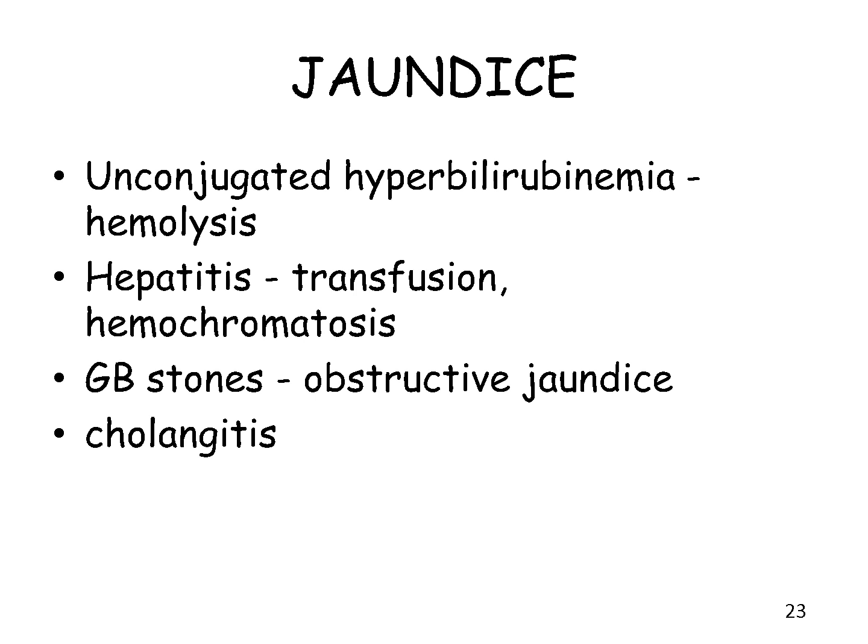Jaundice is also an important feature of thalassemia. Because of the continuous hemolysis, there will be unconjugated hyperbilirubinemia. The transfusion will lead to hepatitis and hemochromatosis also. There will be obstructive jaundice due to the GB stone and cholangitis also.